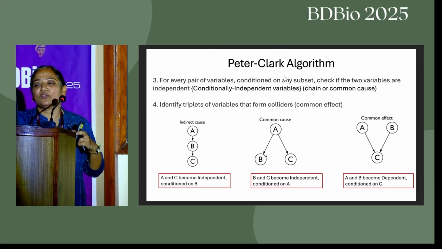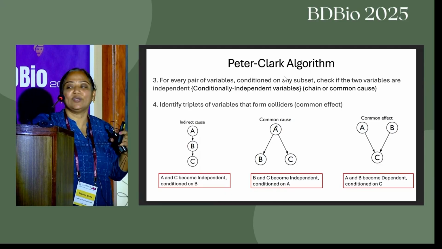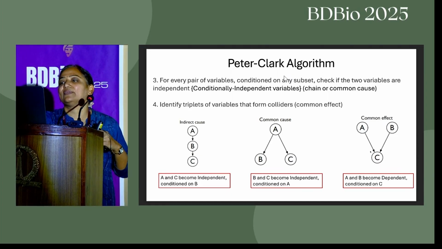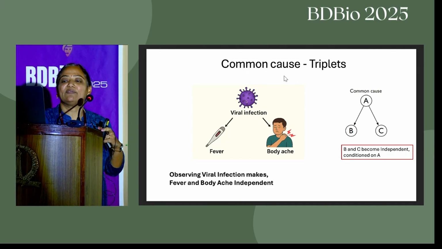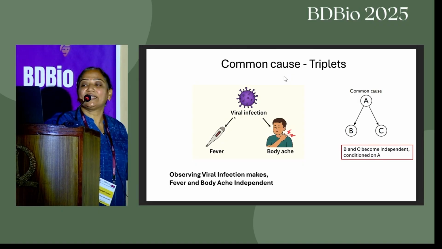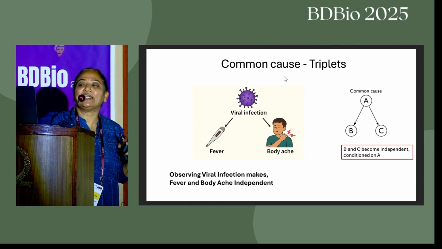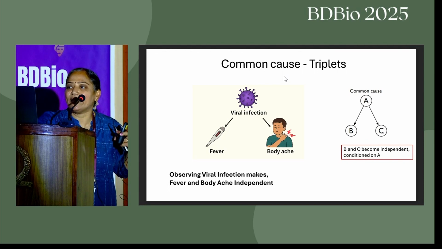Now common cause, so B and C become independent conditioned on this observation. We'll see one example to illustrate that. And common effect says A and B become dependent conditioned on C. We'll quickly see what it means. So this is a common cause. When there is viral infection, we generally associate it with fever, we associate it with body ache. But when I know that a person has viral infection, the person might have fever, the person might also have body ache, so we can't say for sure. So these 2 become independent when I observe this, right? So B and C become independent when A is observed.